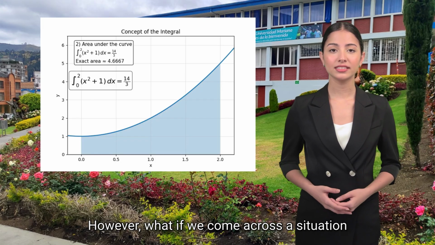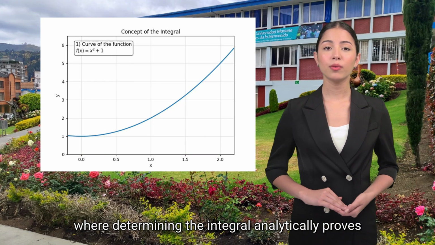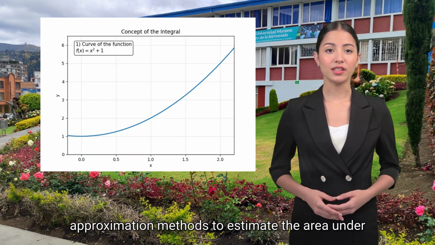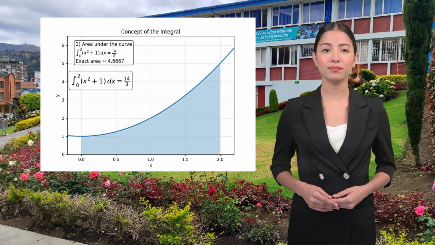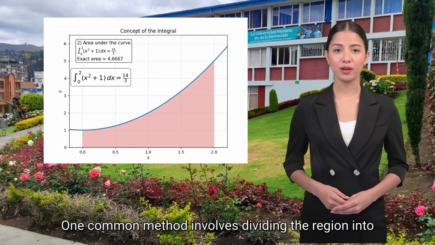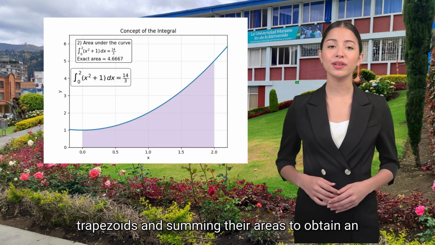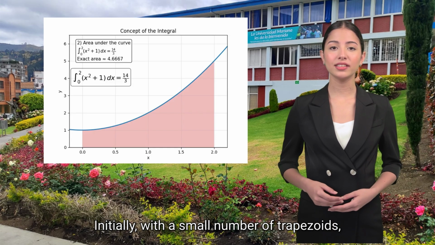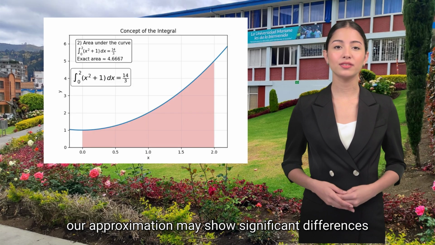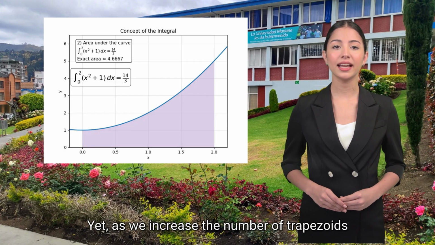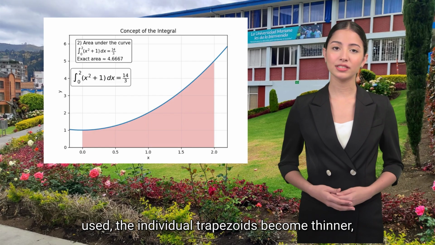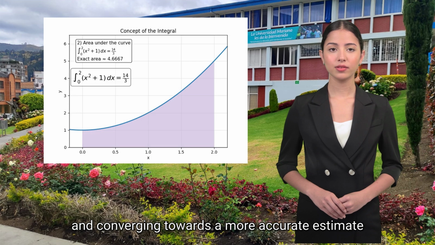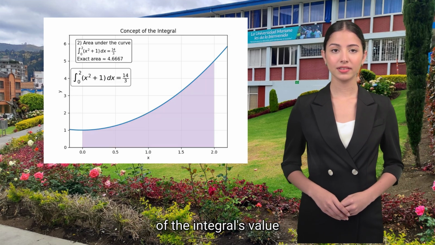However, what if we come across a situation where determining the integral analytically proves to be difficult? In such instances, we can resort to numerical approximation methods to estimate the area under the curve. One common method involves dividing the region into trapezoids and summing their areas to obtain an approximation of the total area. Initially, with a small number of trapezoids, our approximation may show significant differences from the actual area. Yet, as we increase the number of trapezoids used, the individual trapezoids become thinner, more closely resembling the shape of the curve, and converging towards a more accurate estimate of the integral's value.